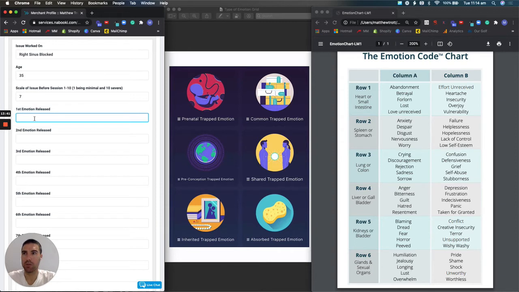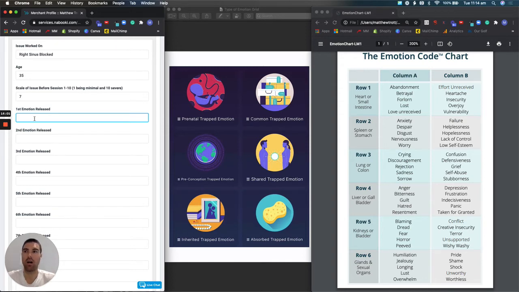Common emotions are the most popular. They'll come up usually about 90% of the time. Now I'm going to get the emotion that's causing part of this issue, or it could be all of the issue, that needs to be released. So what we do is we say, is it in column A? Is it in column B? So it's in column A, and column A tested strong.